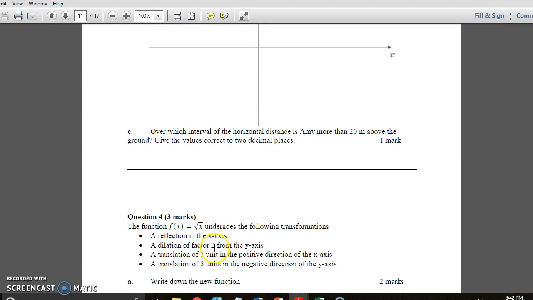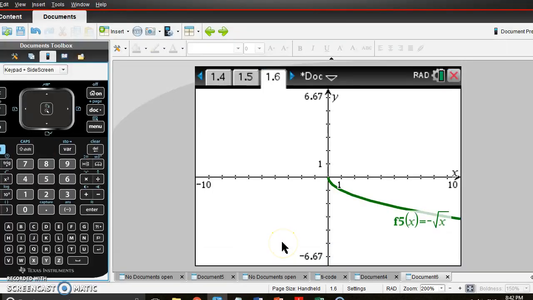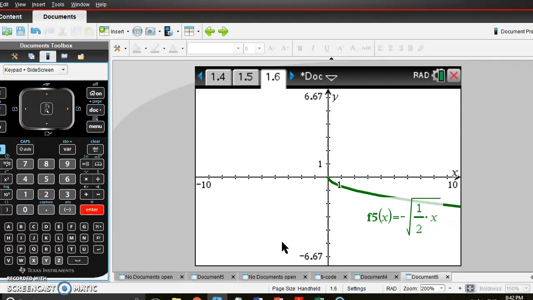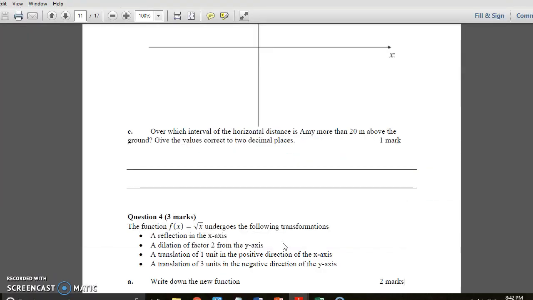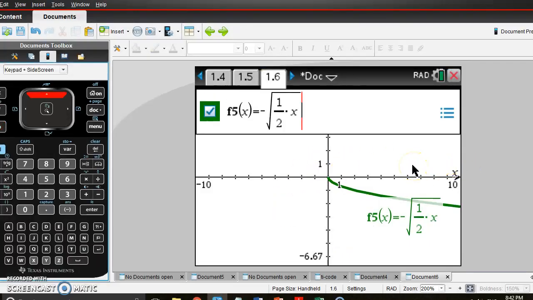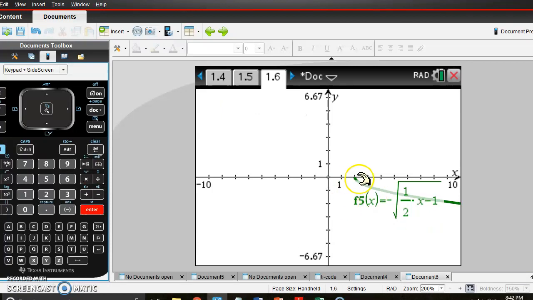Then we're dilating by 2 from y. Now, if I'm dilating by 2 from y, that means that I am putting a half in front of that x. So that's what we end up with there. Now it's translating 1 unit in the positive direction of the x-axis, so it's going that way. So that means that I am going to do this, and I'm going to say minus 1. Let's just see if that has moved the 1 across. Now, we can see it hasn't moved the 1, it's moved it 2.